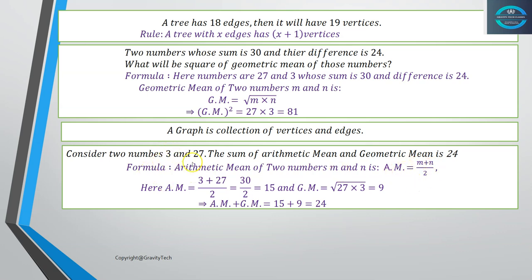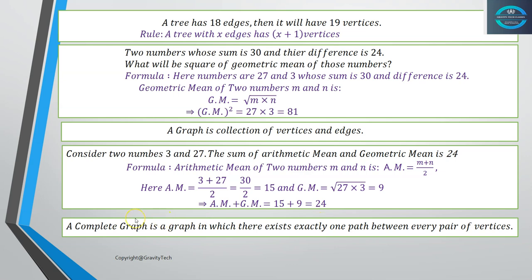What is m? 3. What is n? 27. So 3 plus 27 upon 2, that is 30 upon 2. So the arithmetic mean is 15. Now how to find the geometric mean? It is under root m into n. So m is 3 and n is 27. 27 into 3 is 81. So the square root of 81 is going to be 9. So the geometric mean is 9 and the arithmetic mean is 15. So arithmetic mean plus geometric mean is 15 plus 9, that is 24.